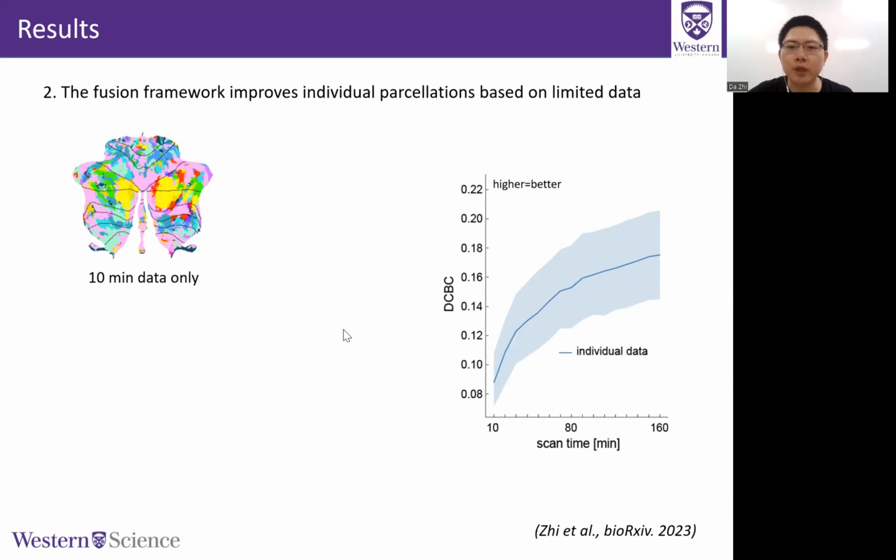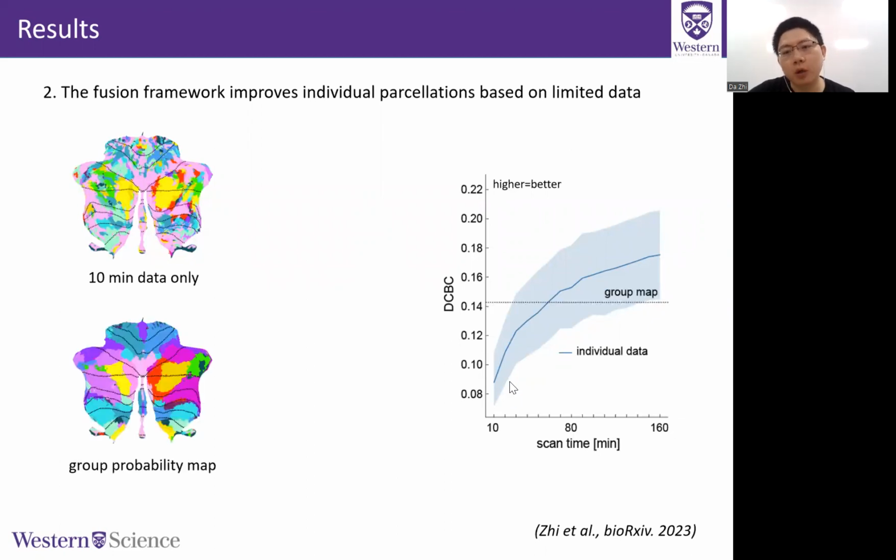In this experiment, we trained the individual parcellation using different amounts of data with or without the combined group map. As we can see, the individual map based on only 10 minutes of training data is generally noisy, and the evaluation result also shows a lower performance. But meanwhile, if we plot the group map as a comparison, we see the individual map learned from 10 minutes of data is even worse than this group parcellation, which means we can simply use this group map rather than waste time scanning these 10 minutes of individual data.